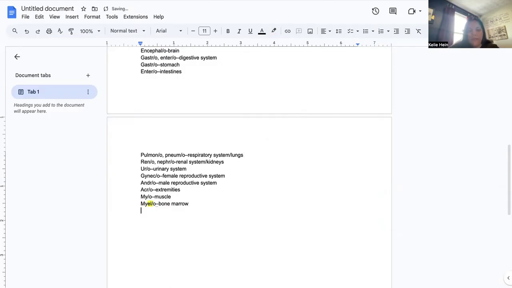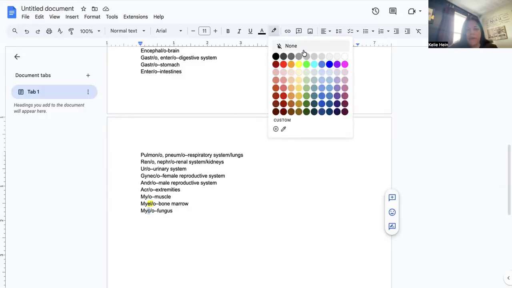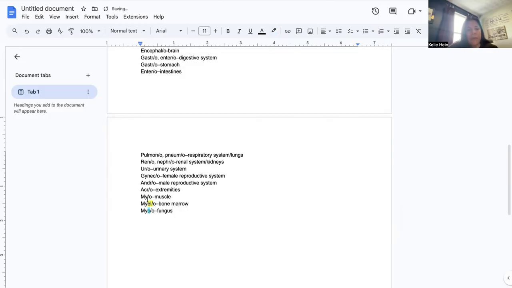If we say myco with a C, we're talking about fungus here, okay? So really, really different, okay? And that is literally one letter, okay? And I'm going to give you another example here in a second. But myo, muscle, myelo, bone marrow, myco, fungus, okay? You see how similar these are, much more than acro and andro, but it just kind of makes sense to talk about similarities here, okay?